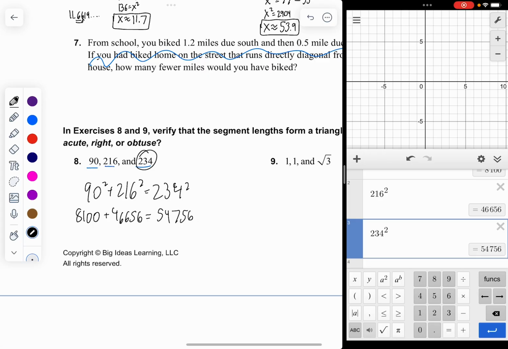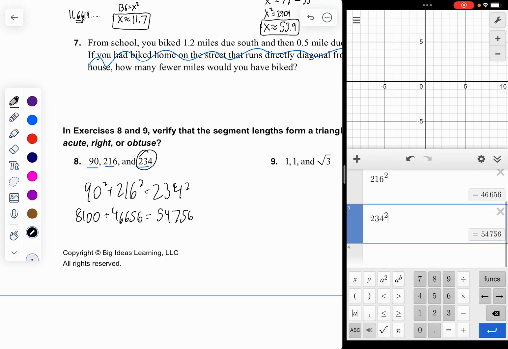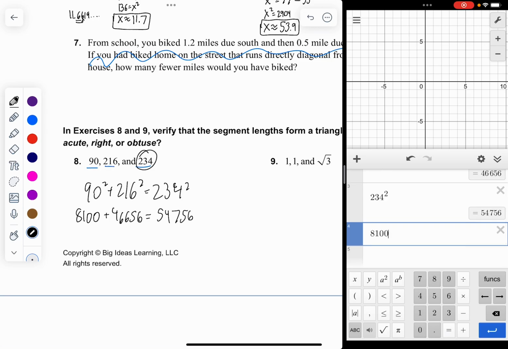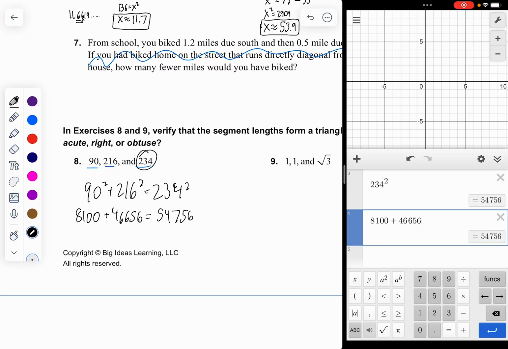All right. So now I'm going to add the first two numbers, 8100 plus 46656 gives me 54,756, which is the same thing as what we have on the other number by itself. Much better. So does this number equal this number? Yes, it does. Which means this is a right triangle.